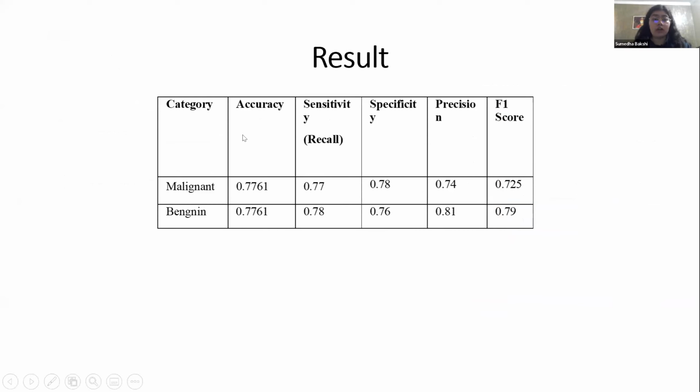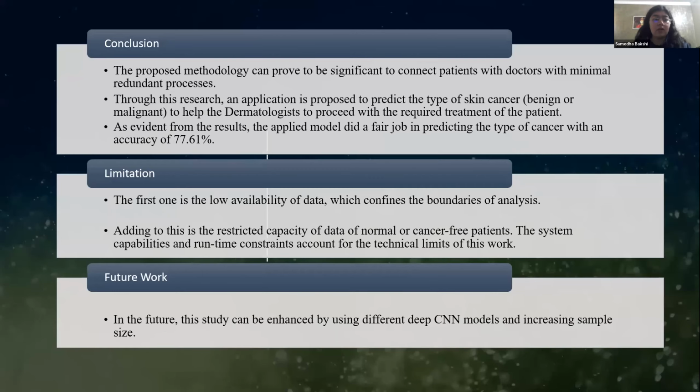So the result of the CNN model which we applied is somewhere around 77%, which is not very high, but for starters, I think this majorly happened because of the fact we did not have enough data sets available with us.